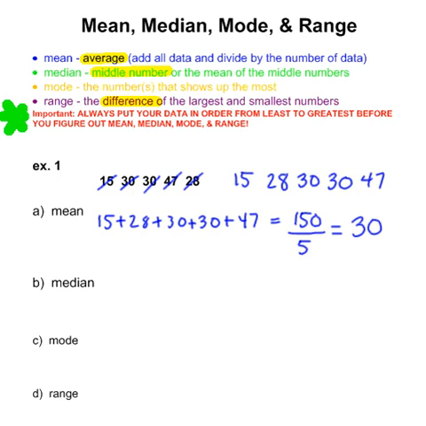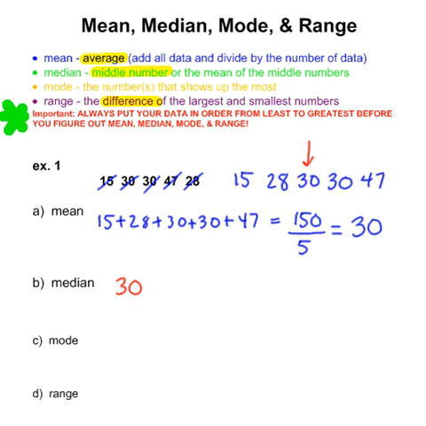Median is nice to see, especially if you've got everything in order, because you're looking for the middle number. And if I come back up here to our original data set, I see that I've got 5 numbers, and the very middle is 30. And since that is the exact middle, that's really easy to see and write down. That will be 30.